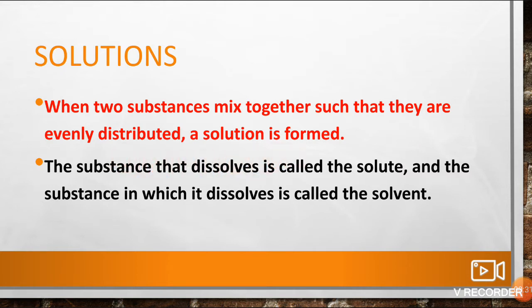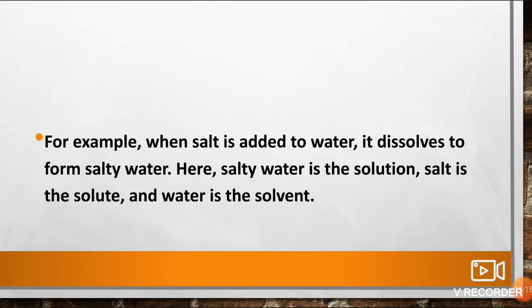So the criterion is that when solute and solvent mix with each other and are distributed evenly throughout the mixture, throughout the solution there is equal distribution of particles of solute in the solvent. If you take any corner of the solution, you find the particles of solute and solvent in equal amount. The substance that is dissolved is the solute and the substance in which it is dissolved is called the solvent. So there are two components of a solution, one is solute, another one is solvent.